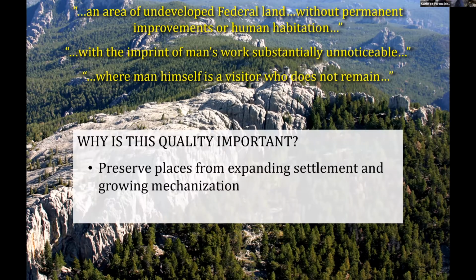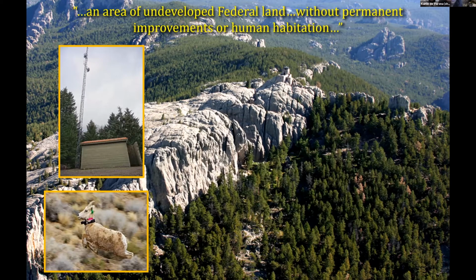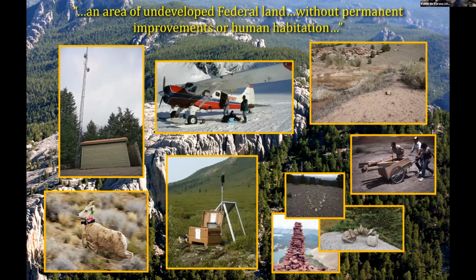And here are a few examples of things that might degrade the undeveloped quality. Things like motorized vehicles, mechanized transport, things like a wheeled ladder or a wheelbarrow. Developments can be stationary or they can be mobile. So this one, radio collars on animals, those are signs of human occupation and developments. Scientific installations, those can all be examples of something that might degrade the undeveloped quality of wilderness.